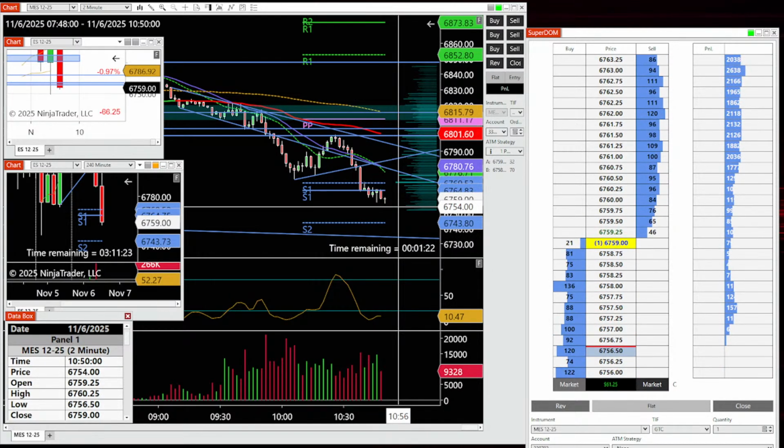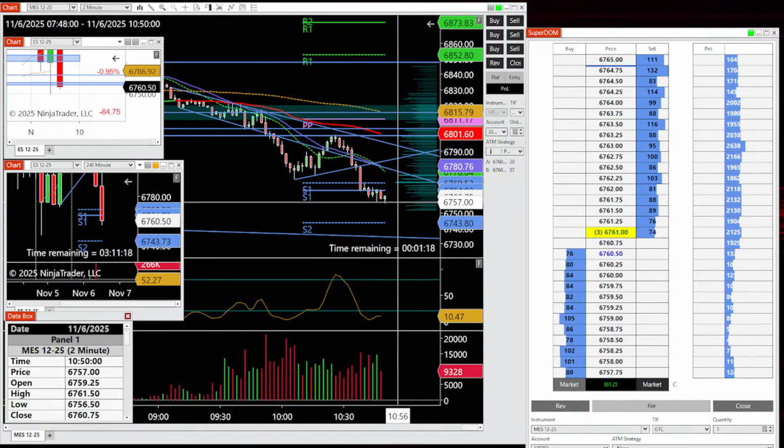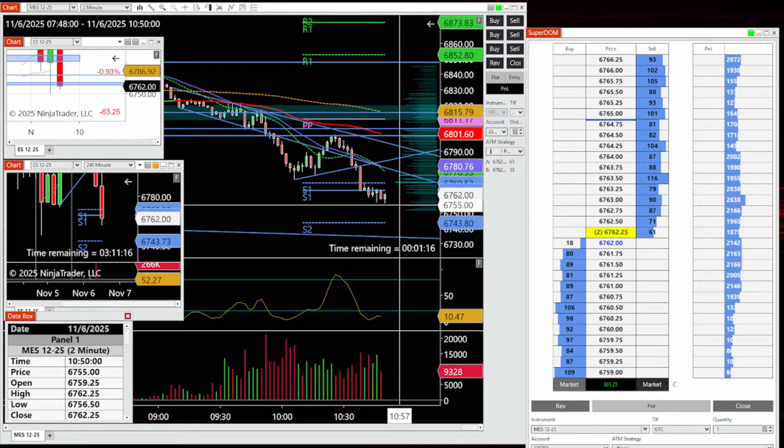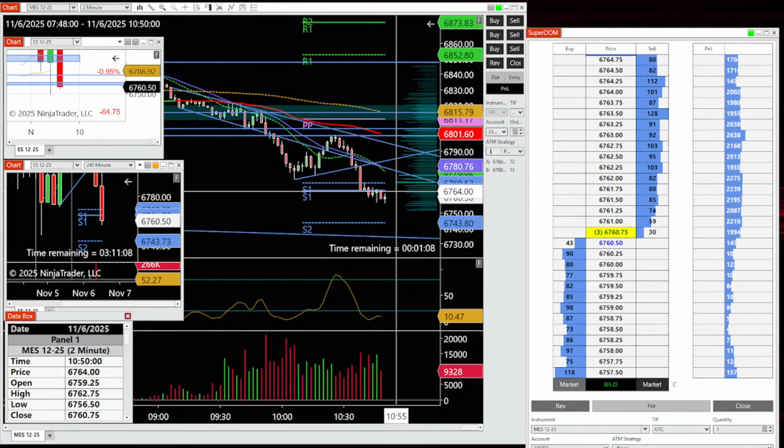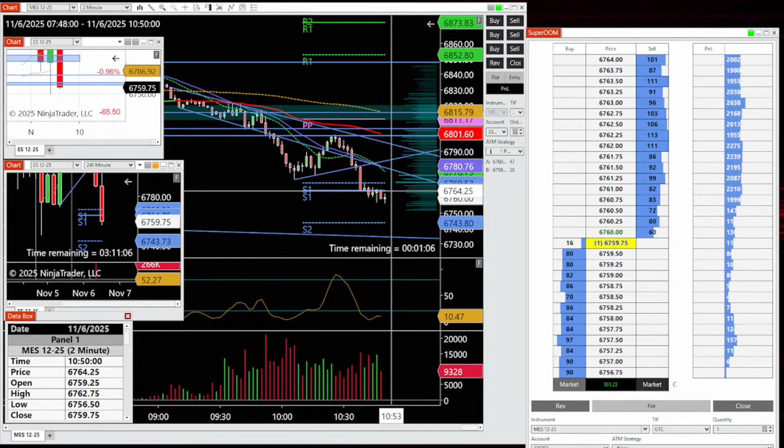Look at that pop. Look at that. That's why I don't want to go short on them lows. They can still get to 50, but they pop. Hasn't made no new highs yet. That's the thing. Hasn't made new highs.